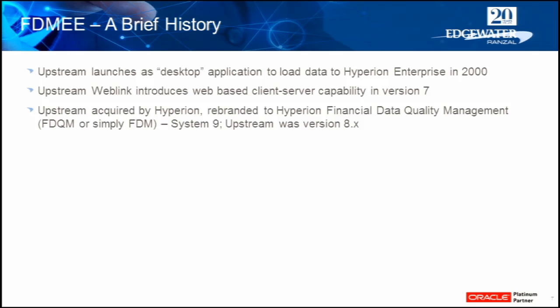Upstream gets acquired by Hyperion. They rebranded to FDM, or Financial Data Quality Management. Some people call it FDQM. Most of us call it FDM. FDQM just doesn't roll off the tongue nearly as nicely. So that was System 9.